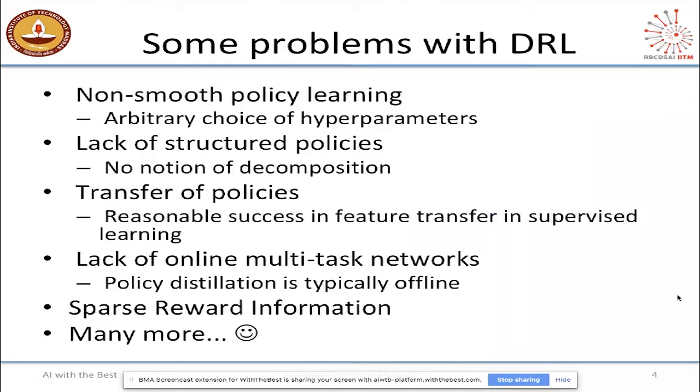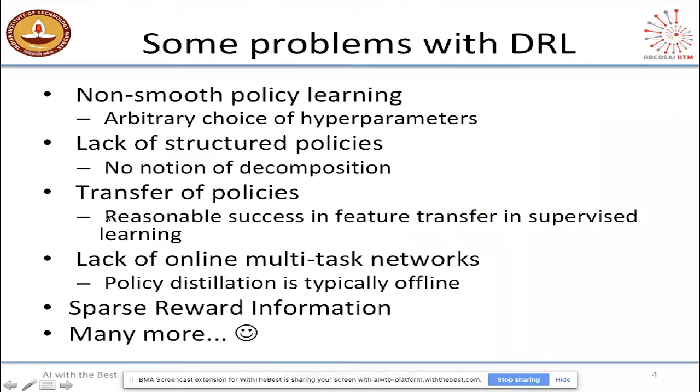Having given that motivation, let's look at some of the problems that we pointed out in the earlier video. There is some kind of non-smooth policy learning that happens. Sometimes it's due to arbitrary choice of hyperparameters, sometimes it's due to a lack of appropriate regularizers. And then there's a lack of structured policies. There is no notion of decomposition, so you don't think about breathing as a separate subtask while rescuing and killing enemies as separate subtasks. And we don't transfer policies.